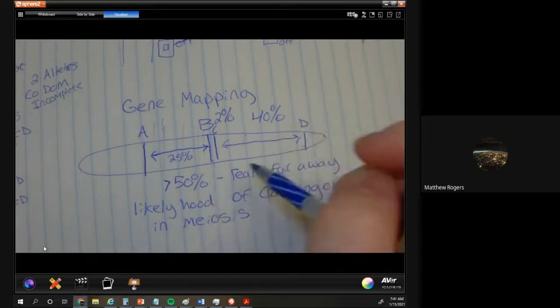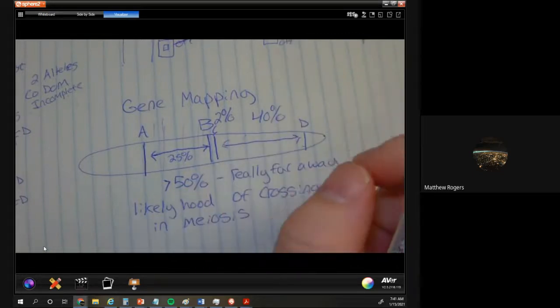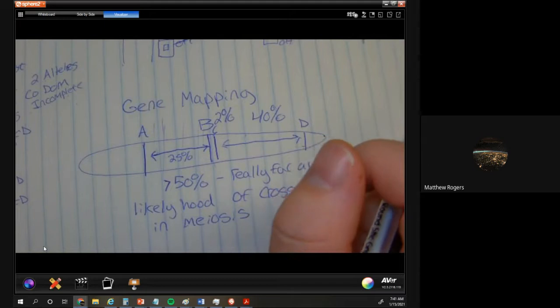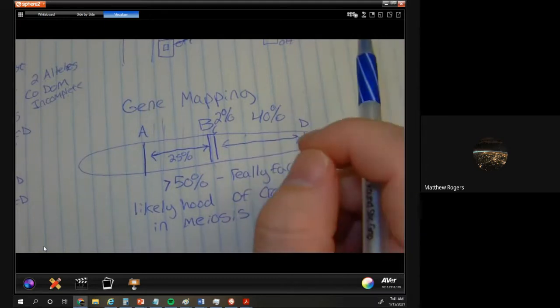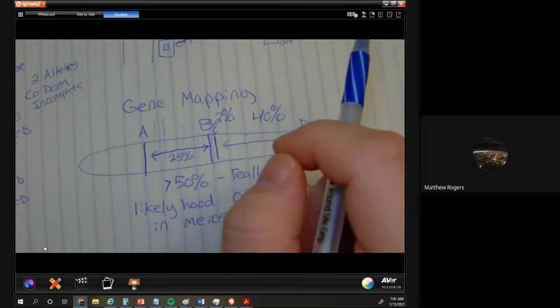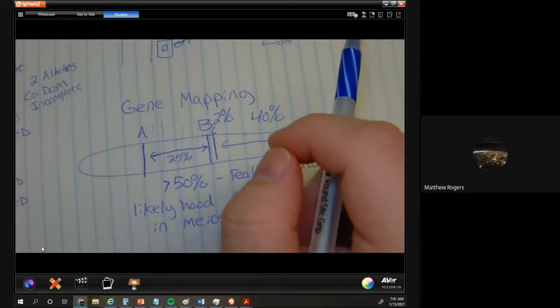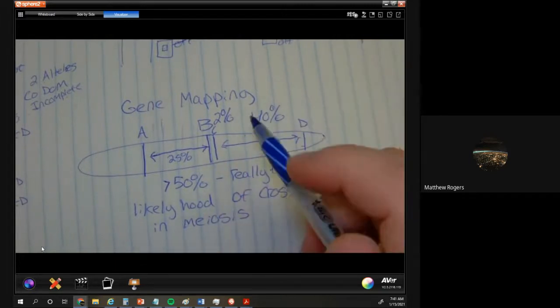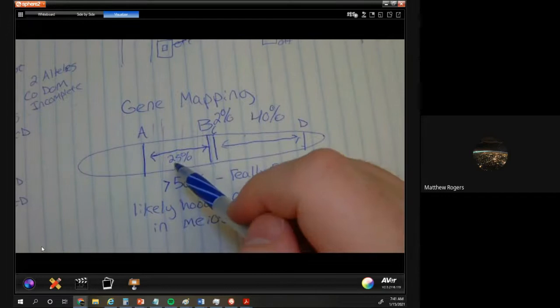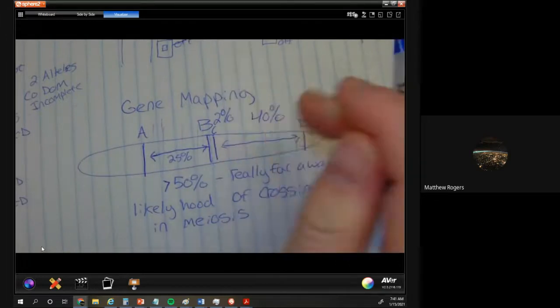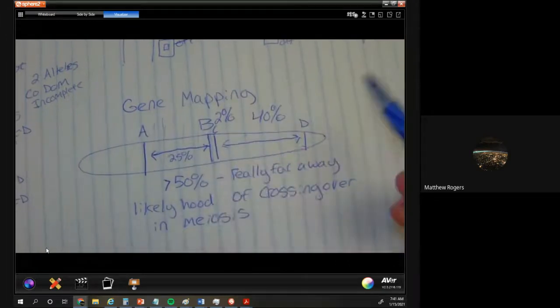Okay. Anything over 50%, we just automatically say really far away, just so you guys know. I mean, that's still probably right, 67%. But if they ask me how close are they together, I would say really far away. Usually, if they're that far away from each other, they actually exist not on the same chromosome, but different chromosomes. And that's a whole different story. We're not going to get into that right now.